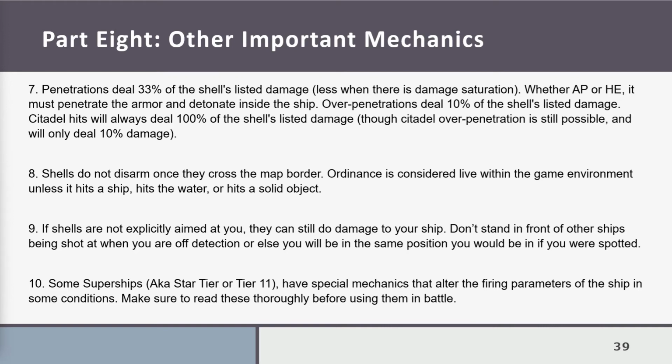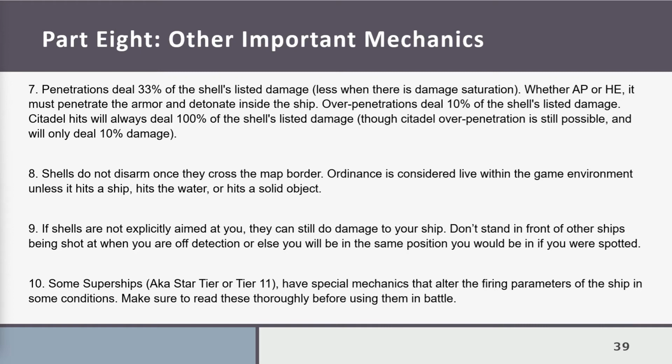Citadel hits will always deal 100% of the shell's listed damage. Though you can still overpen a Citadel, which will deal only 10% of the damage. The shell has to explode inside of the Citadel in order to deal that damage. Just because the shell touches it doesn't mean it does it. Likewise, if your shell bounces off the Citadel armor inside the ship and explodes inside a different compartment, just because your shell physically touched the Citadel does not mean that the ship receives Citadel damage as well. It has to actually blow up inside of it.